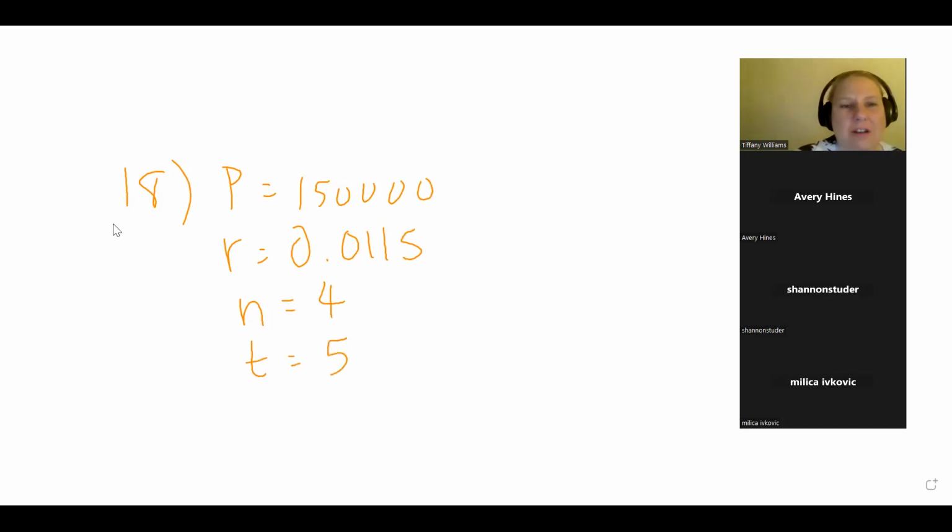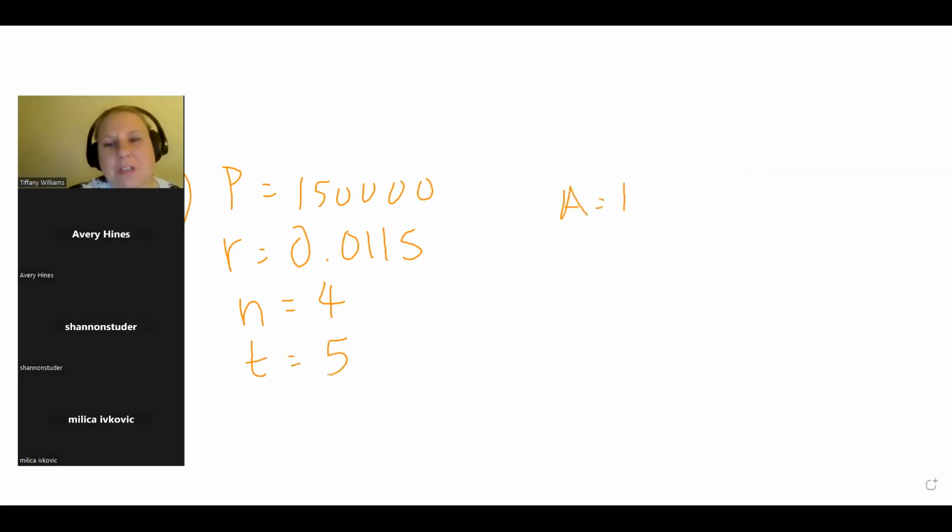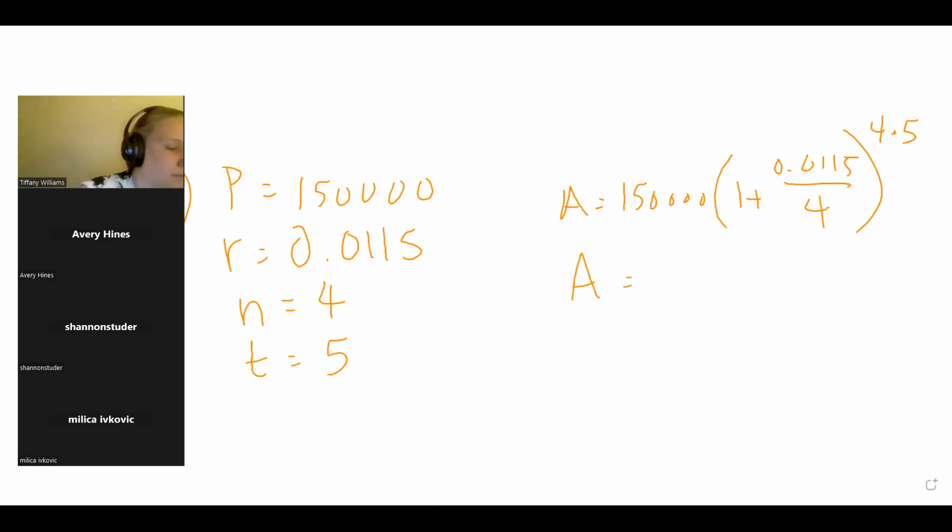So here, if we punch that in on our formula, we're going to have A equals $150,000, which I wish I had $150,000 just sitting around. We'll have 1 plus 0.0115 divided by 4, and we're going to raise that to the number of compoundings, 4 times your number of years, which is 5. Are we okay with the math behind this and how it works?